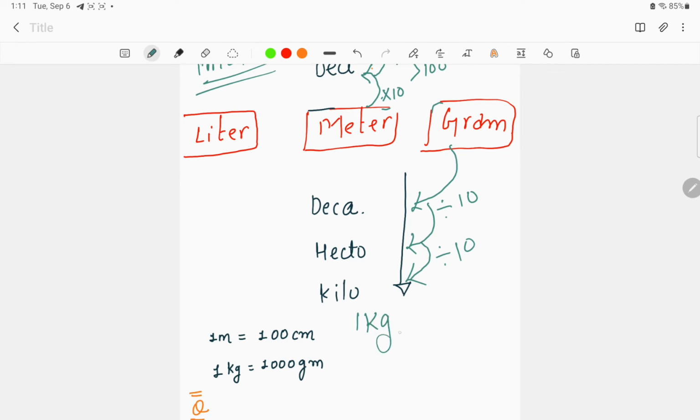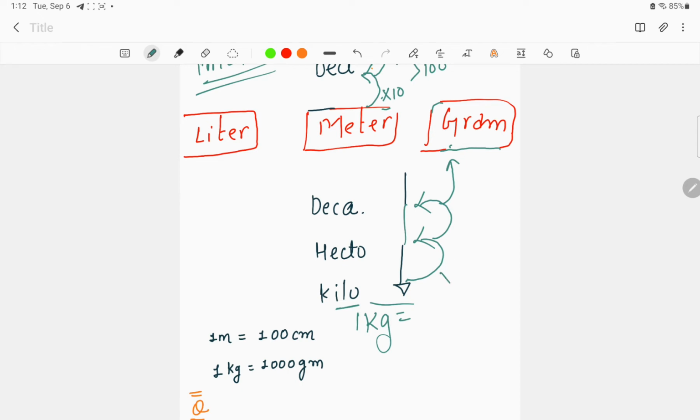Now if the question asked to you is 1 kilogram is equal to how many grams, the question is from kilo to gram. Actually we are moving upwards, right? At that time, as I told you, if we are going upwards, we multiply by 10. If we are coming downwards, we divide by 10. So from kilo to gram, we multiply each step by 10. How many steps do we follow? Let us go through it once. From kilo to hecto is one step, hecto to deca is another step, and deca to gram is another step.